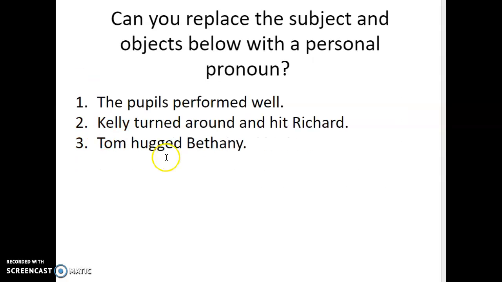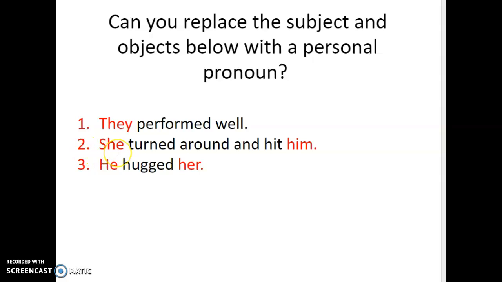The second one: Kelly turned around and hit Richard. Here Kelly is the subject because she's carrying out the action, and Richard is the object because he's the one affected. So here I have replaced Kelly with the personal pronoun she, and I have replaced Richard with the personal pronoun him.